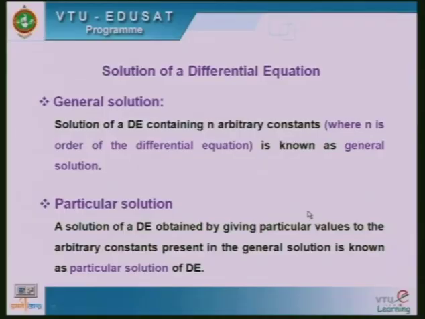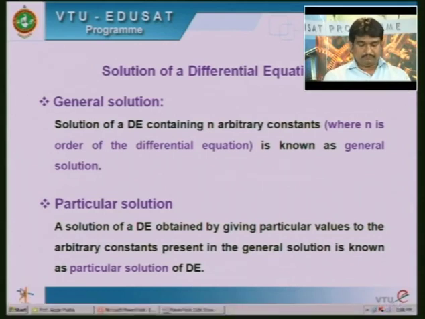General solution, you are familiar with the general solution. If a differential equation is of order n, its general solution consists of n arbitrary constants. Solution means, of course, a relationship between dependent variable and independent variable satisfying the given differential equation. So if the order of the differential equation is n, its general solution consists of n arbitrary constants.